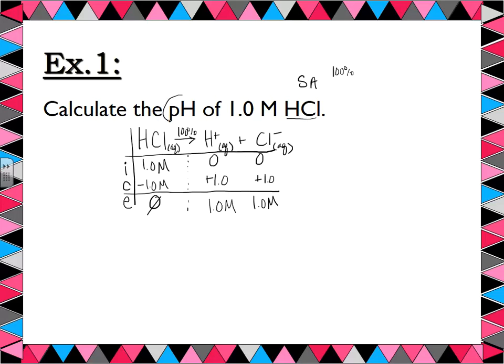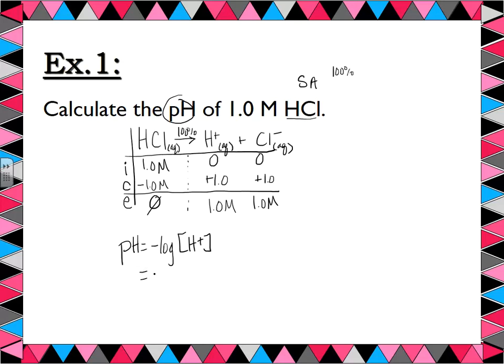Now keep in mind, what they're asking us to find is the pH. So remember, the formula for calculating pH is pH is equal to negative log of the hydrogen ion concentration. Again, make sure you show your work as you work through these problems. If this were a quiz or a test, I would expect to see the work that I'm showing here.